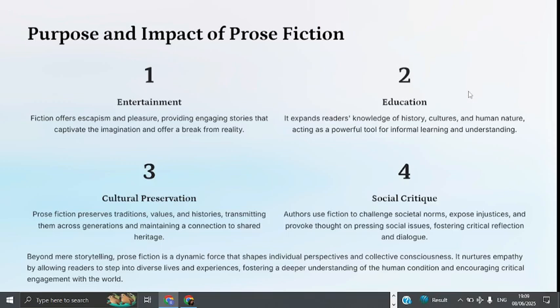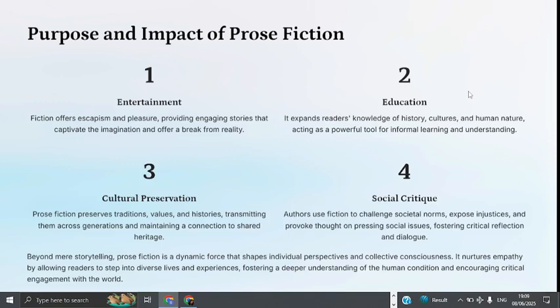For entertainment, in the sense that it tends to offer a means of escape from difficult times and also helps to bring about pleasure in one's life and also provides engaging stories that captivate the imagination and offer a break from reality. So for the educational purpose of prose fiction, it helps in expanding readers' knowledge of history, cultures, and human nature, as well as providing a powerful tool for informal learning and understanding. Then for cultural preservation and social critique, you can see on your screen the explanation there. Please just find time to go through it.